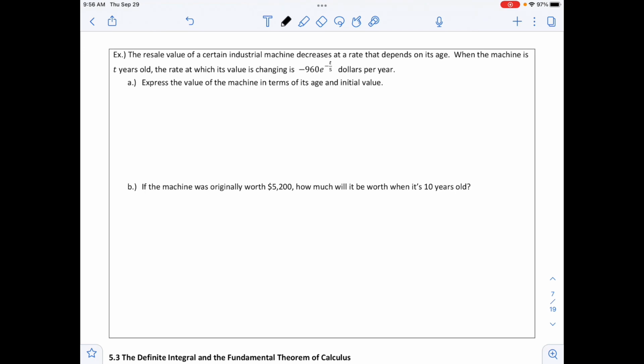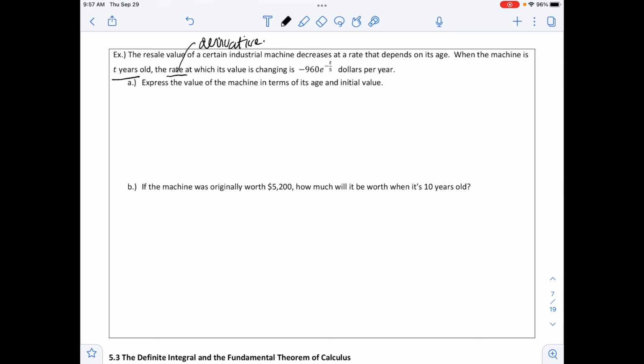So first thing I note is that this is a rate. And that means that if it's a rate, it's a derivative that we are dealing with. Also note that I'm dealing with t, which is in years. So part A says express the value of the machine in terms of its age and its initial value. So with that, I need to find a formula that's going to represent that value in terms of time or years. And right now I have a rate, so it's a derivative function.